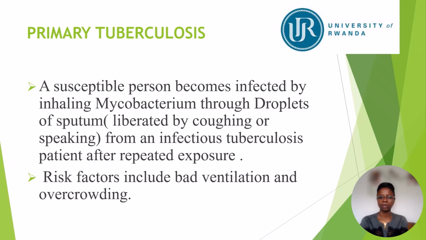Primary tuberculosis. A susceptible person becomes infected by inhaling Mycobacterium through droplets of sputum, which can be liberated by coughing or speaking from an infectious tuberculosis person after repeated exposure. The risk factors for getting infected with primary tuberculosis are bad ventilation and overcrowding.